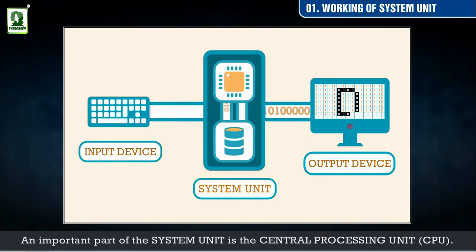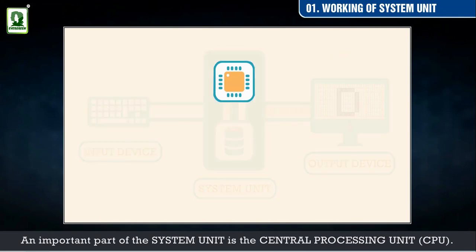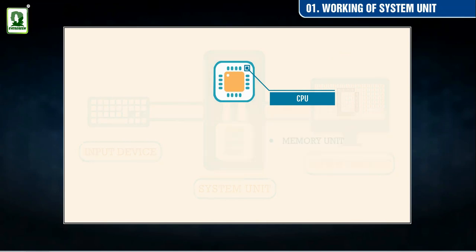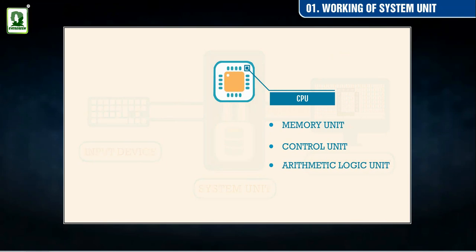An important part of the system unit is the central processing unit, CPU. The CPU is called the brain of the computer because it controls all the work of the computer. The CPU has 3 parts: memory unit, control unit, arithmetic logic unit.